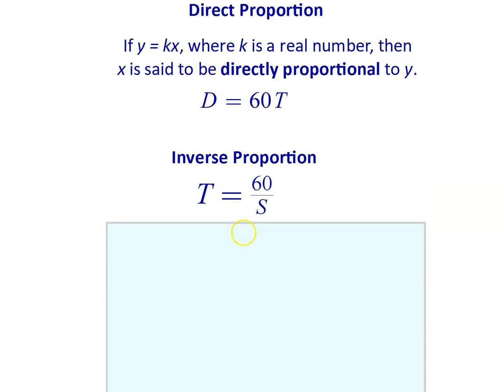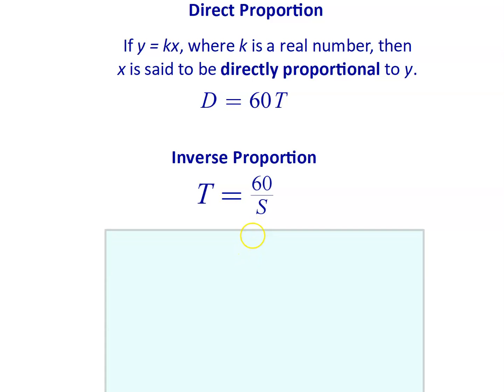With inverse proportion, instead of multiplying by a number, you divide. In this case, time is inversely proportional to the speed. As the speed goes up, the time goes down, and vice versa. If the speed goes down, the time goes up. So that's an example of inverse proportion.